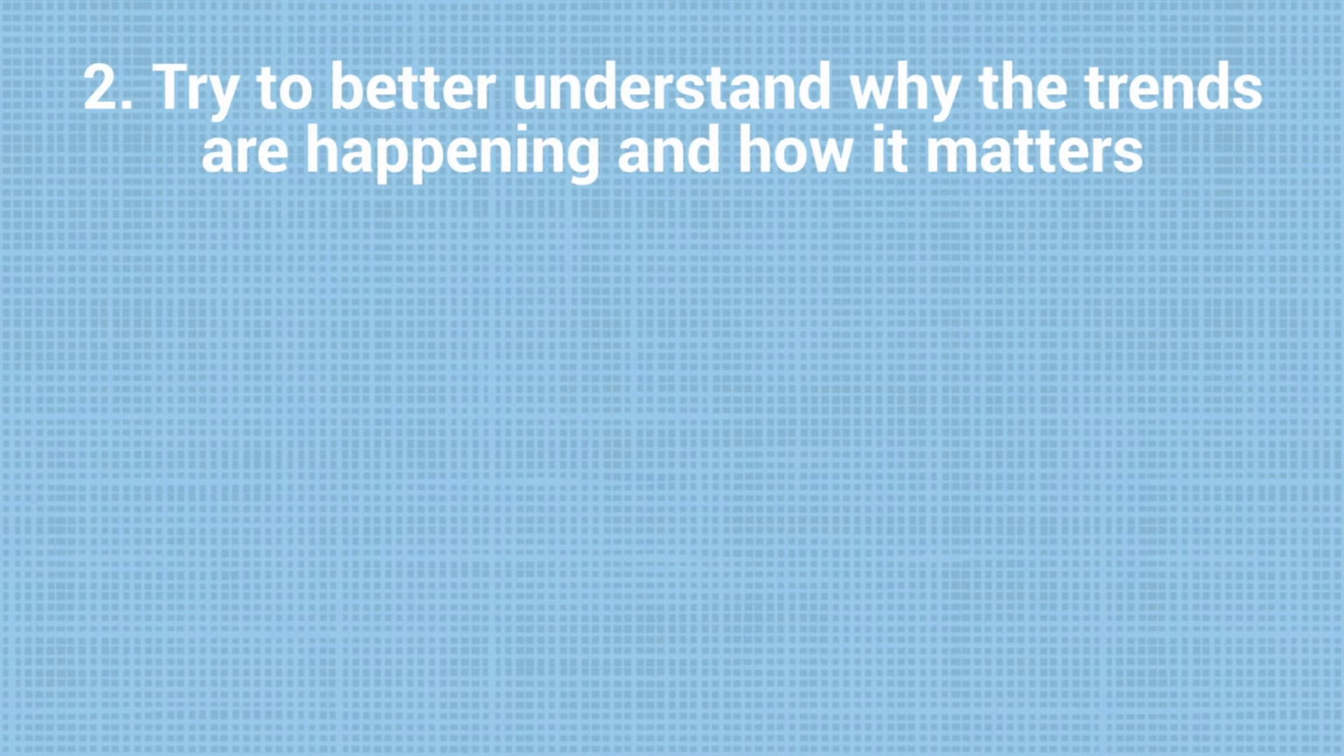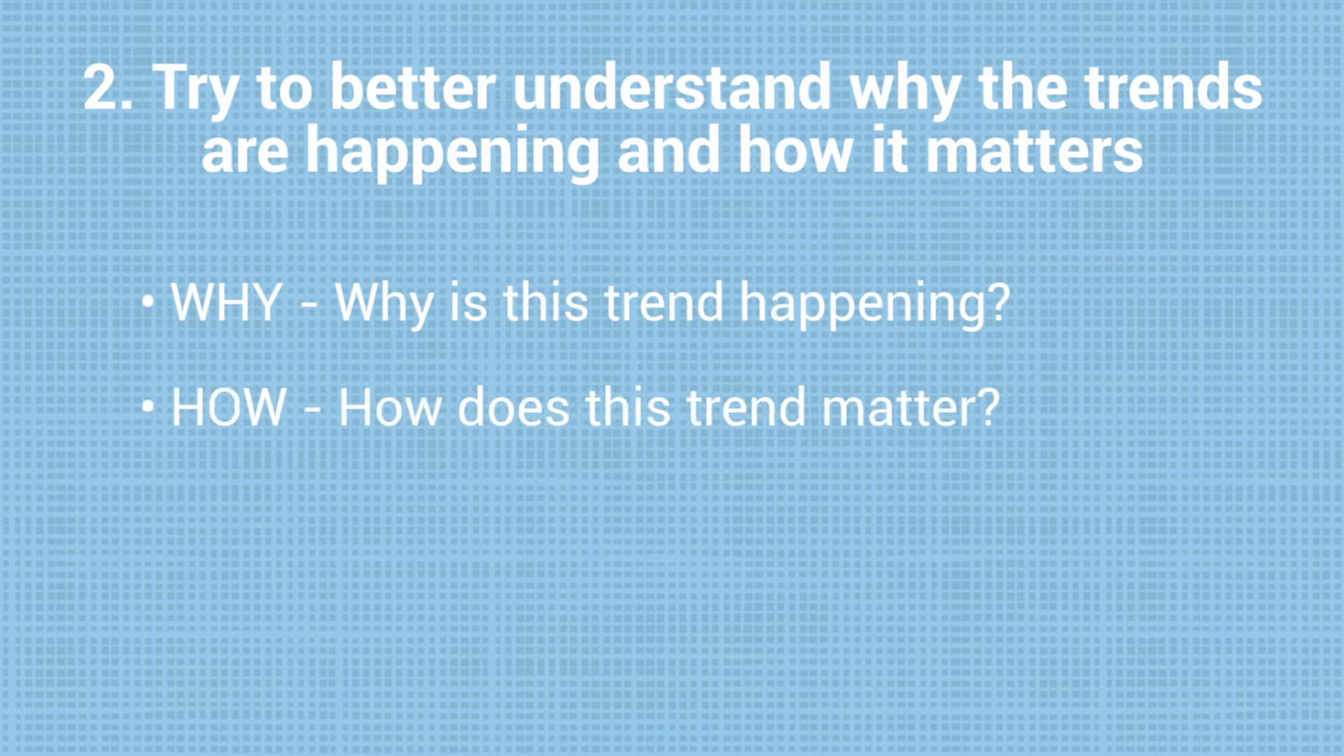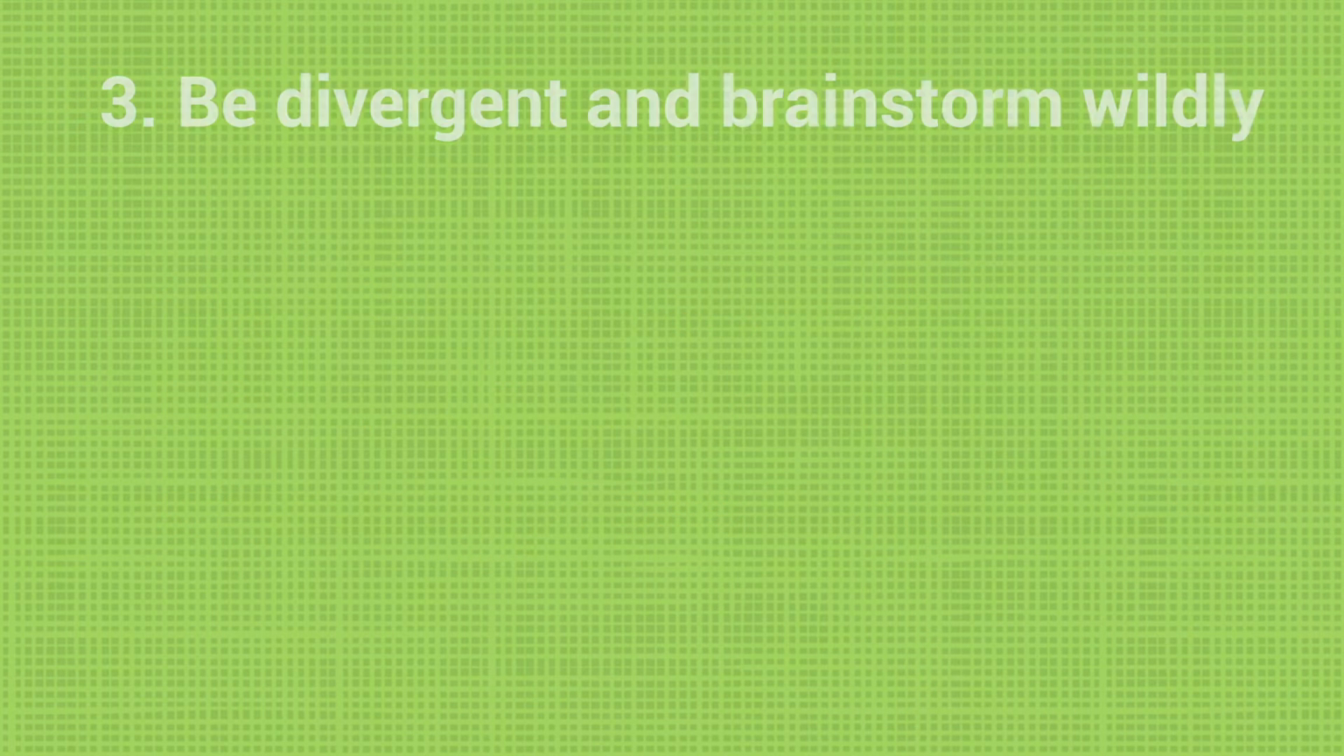Step 2. Start to think about articulating why the trends are happening and how it matters. Ask yourself and your teams, why? Why is this trend happening? How? How does this trend matter? What? What questions arise from this trend? Step 3, ideate and wildly brainstorm.